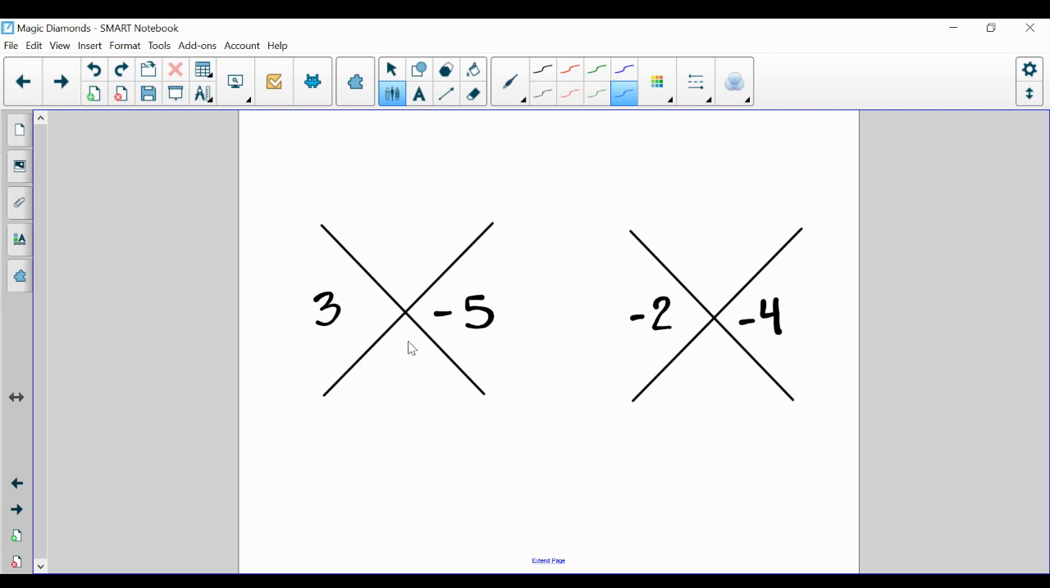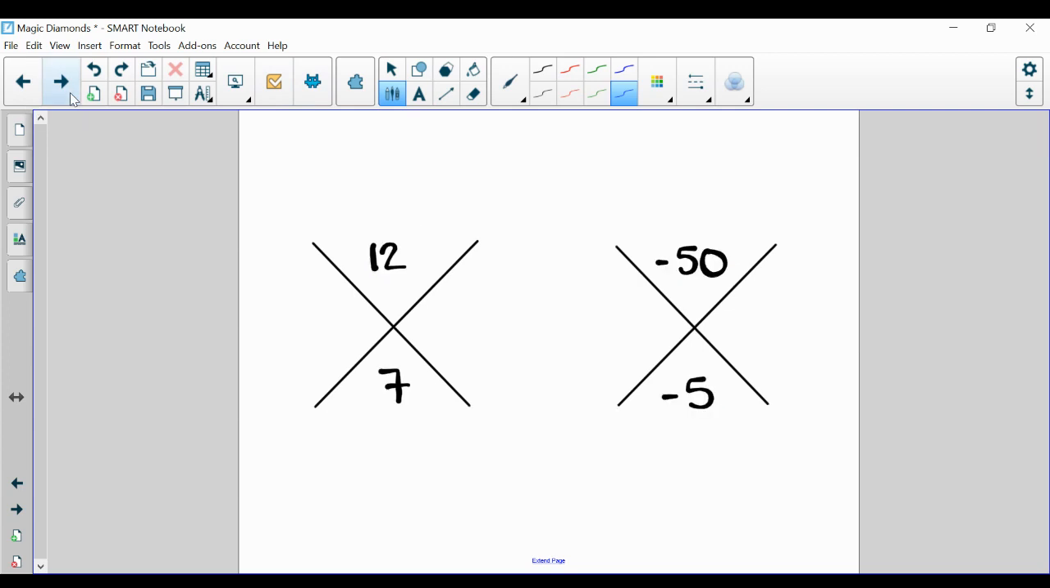So I know that 3 times -5 gets me to -15 because we're multiplying to get to the top. And 3 plus -5 gets me to -2 for my sum on the bottom. I know -2 times -4 gets me to +8. And I know -2 plus -4 gets me to -6. So hopefully that feels straightforward.